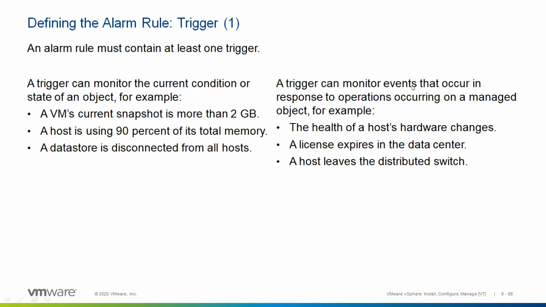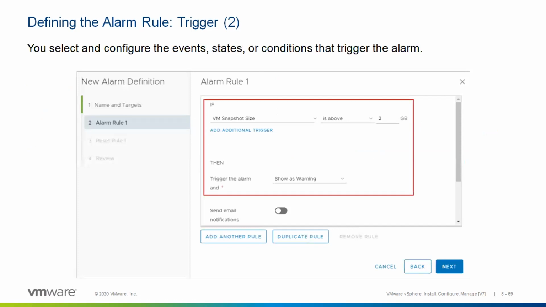And a trigger can monitor events that respond to an operation occurring for a managed object, like the health of host hardware change, license expire, host leave the distributed switch. Okay. So that's a kind of event. Event is something simple. My host restarted, my host disconnected. That's a kind of your event based alarm. A simple event, something was working fine, but suddenly that stopped working. That is the event, right?